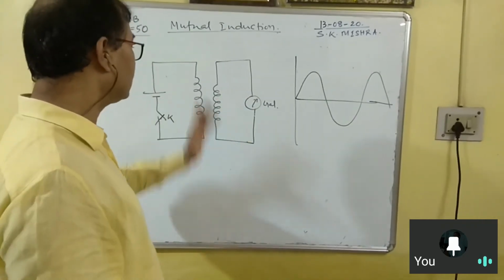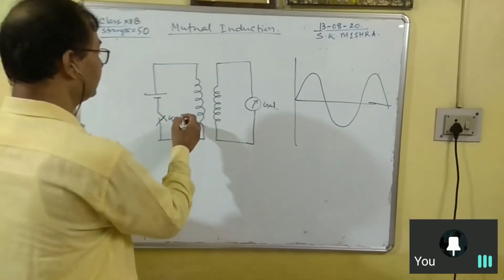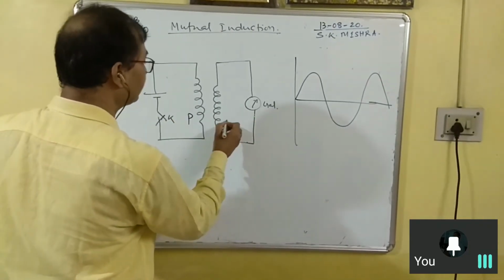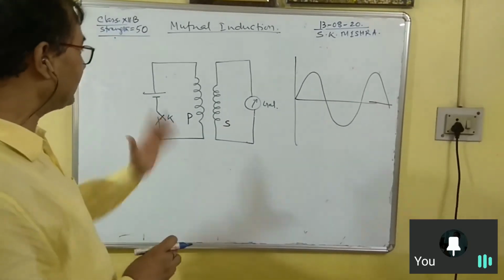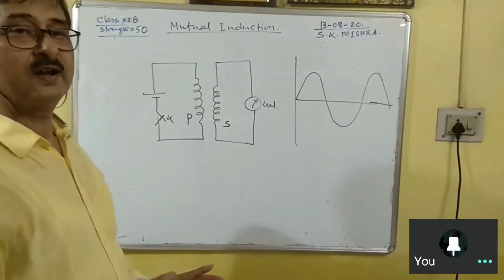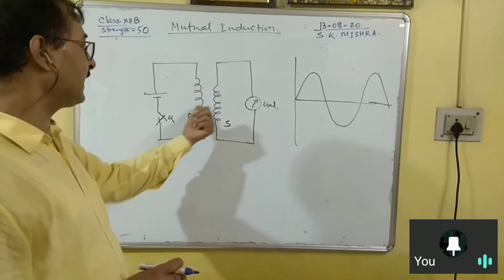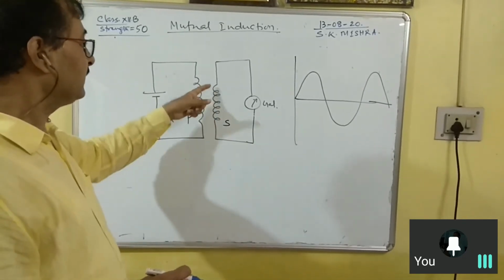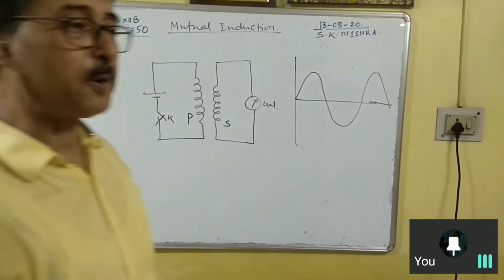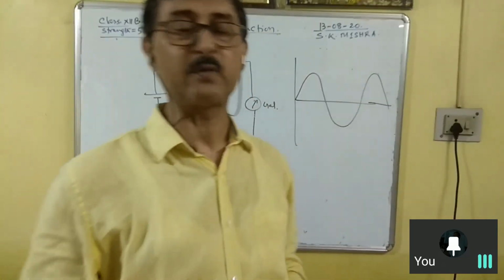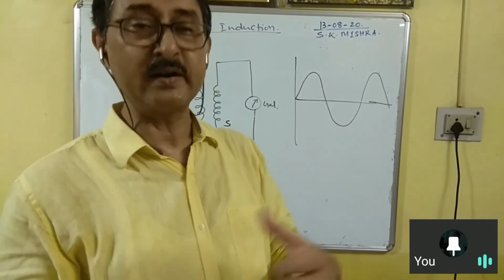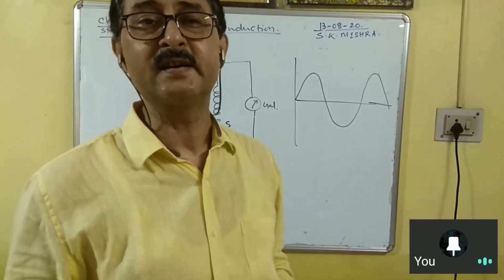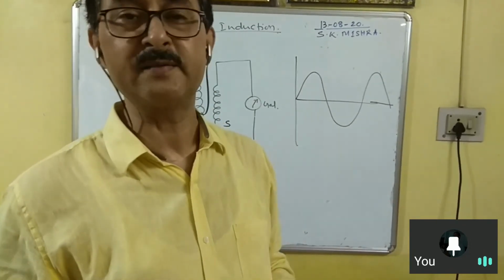Though the two coils are not in physical touch. This is primary, this is secondary. So coils are placed at some distance, or you can place one above the other. But remember, the coils are made up of copper wire, insulated copper wire. So it doesn't matter whether they are in contact or they are placed at some distance. Their physical contact is not there.